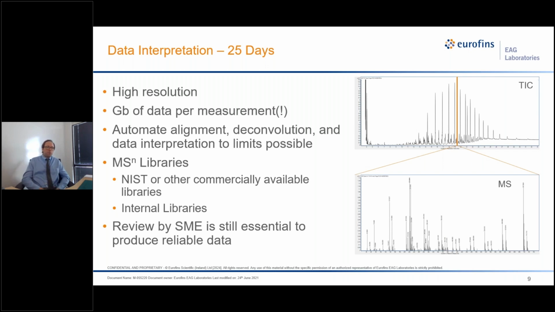So a lot of mass spectrometry techniques used in chemical characterization are now moving to high resolution instruments. And with these instruments and the fast cycle speeds on them, we're looking at gigabytes of data per measurement with hundreds of measurements per technique per project. So this is a very large amount of data.